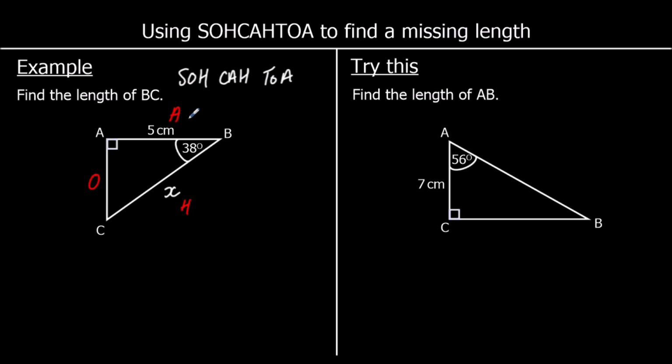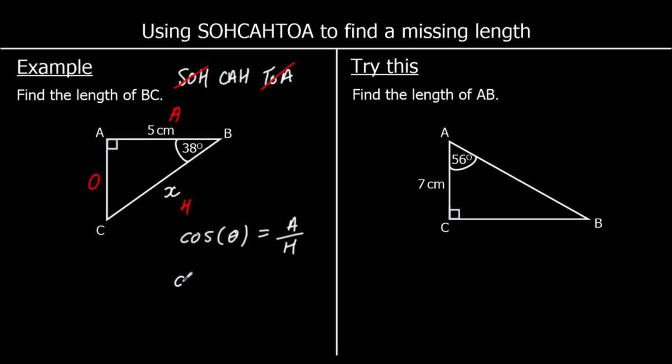We're using the one with A and H in. We want A and H. O's not in the question. So which one's got A and H in? It's CAH. Cross out the ones with O in. We want CAH, the one with A and H. So that means cos with the angle equals A over H.